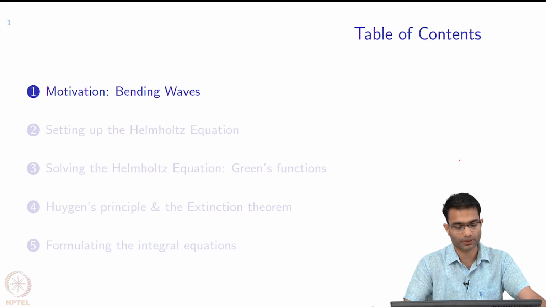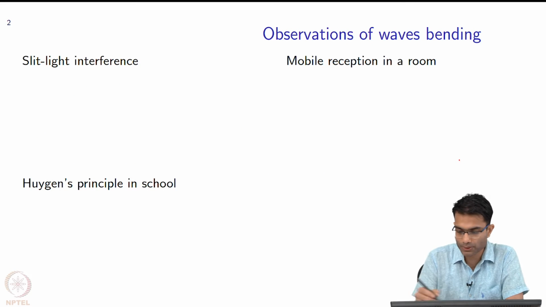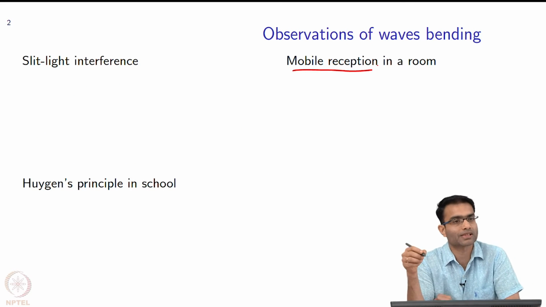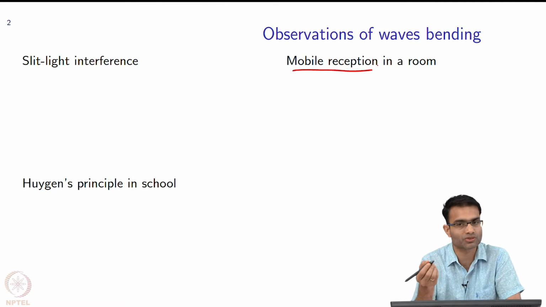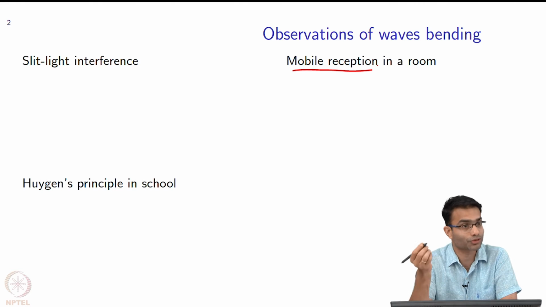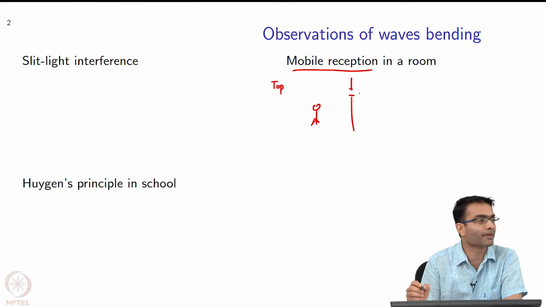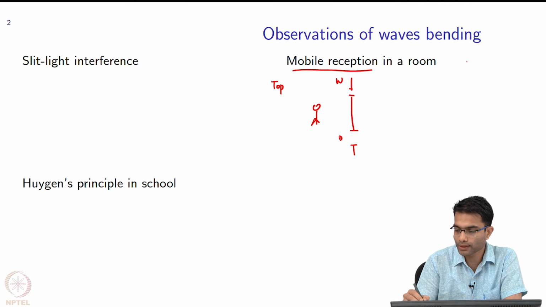So, let us just start with the idea of waves that are bending. Let us start with this simple idea of mobile reception in a room. For example, you all are sitting here in this room. If you pull your phones out, hopefully if it's on silent, you should find that you are getting a signal. Let's say that you are sitting over here. Let's call this the top view, and let's say this is a window, and there is a door over here, and your mobile tower is somewhere over here, which is sending out signals everywhere.